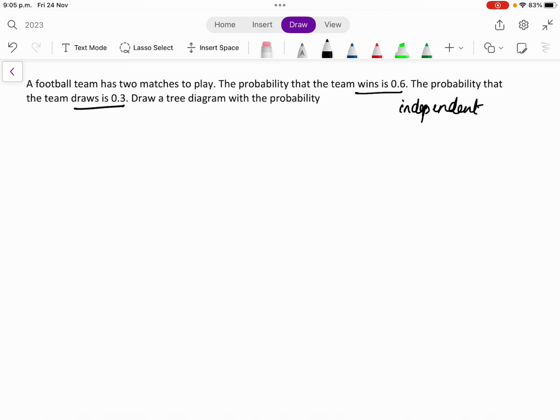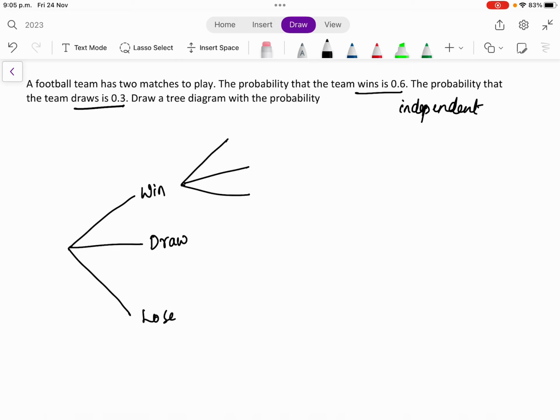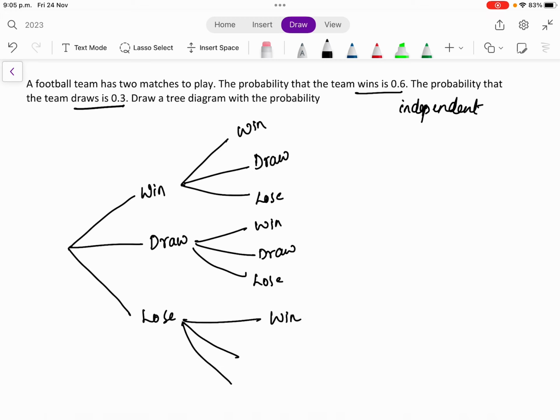Now one small thing which you have to think about here is they can win, they can draw, or they can lose. Which means there are 3 combinations possible here. One is win, one is draw, and the other one is lose. For the second match you can again have win, draw, or lose. The same thing here, and again the same thing here, 3 options: win, draw, or lose. The probability that the team wins is 0.6 and draws is 0.3, so the lose will be 0.1.